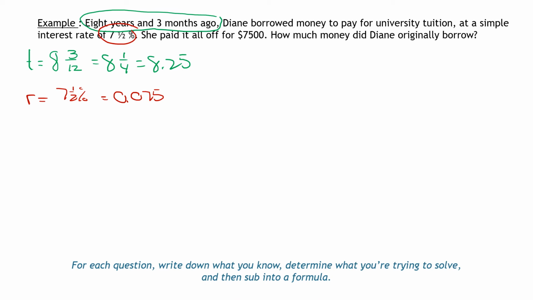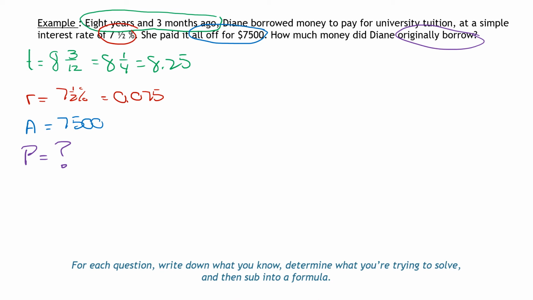What else do we know? We know that she paid it all off for $7,500. So what is that? She paid it all off. That's the final amount. It is not the principal. The principal is what we're looking for. So the final amount was $7,500. What we're looking for: how much did she originally borrow? That's our principal. That's our unknown here. That's what we don't know.